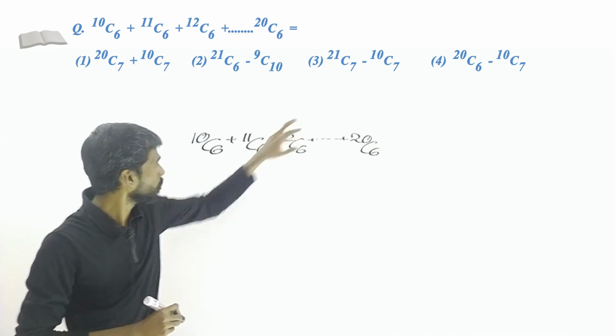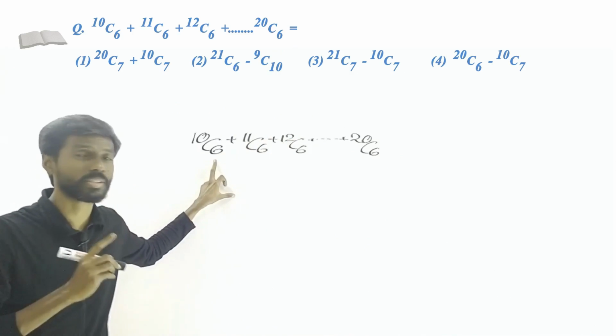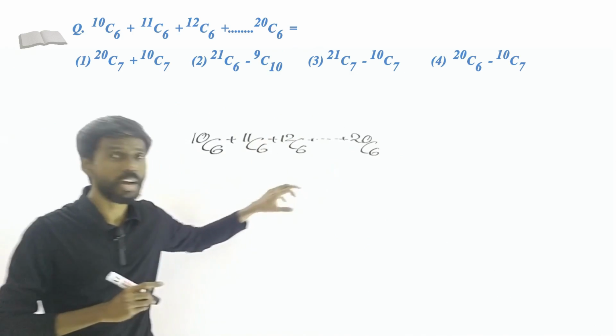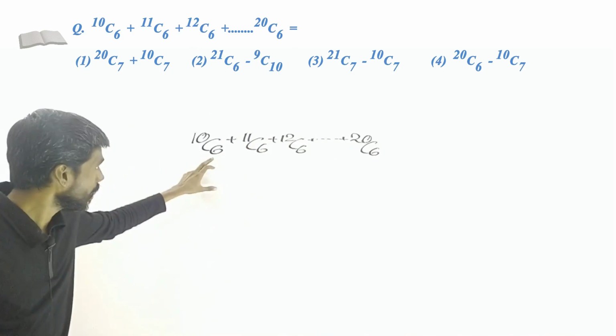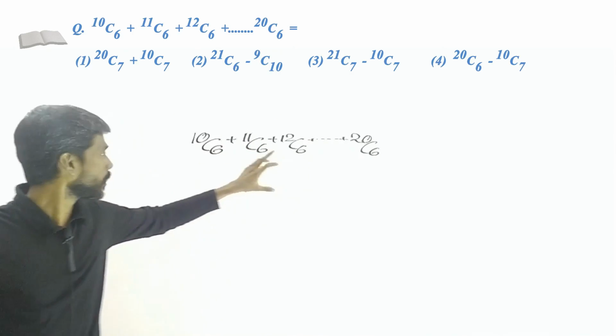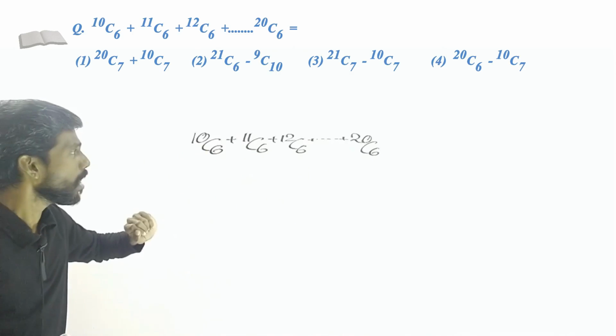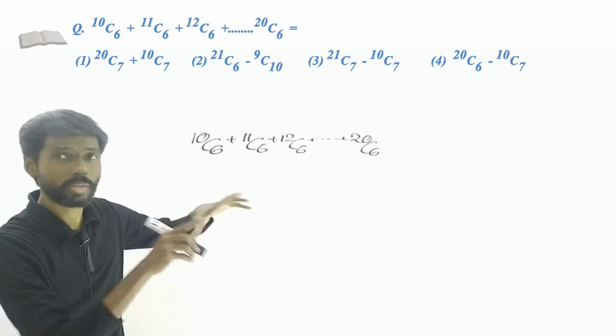10, 11, 12. So the R value is not increasing, unlike the last question. Here the R values are constants. So we have to do it in a different way. See, we can make it an increasing sequence.